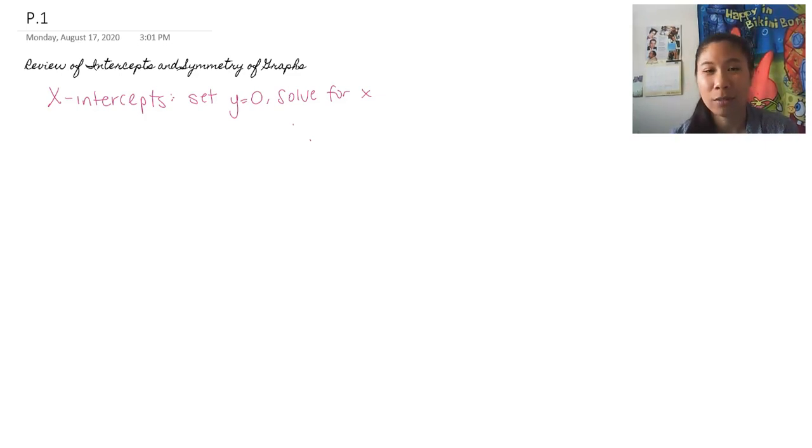Y-intercepts are just the opposite, so this is where the graph crosses the y-axis. So in order to find them from a function, we want to set the x equal to 0 and then solve for y. So let's do an example.